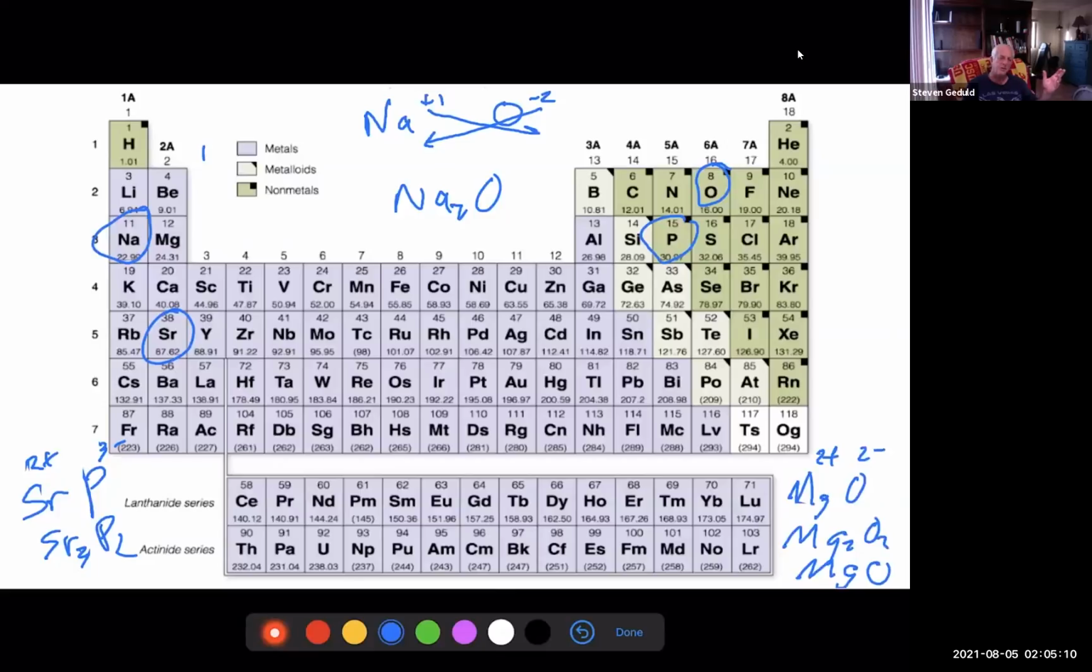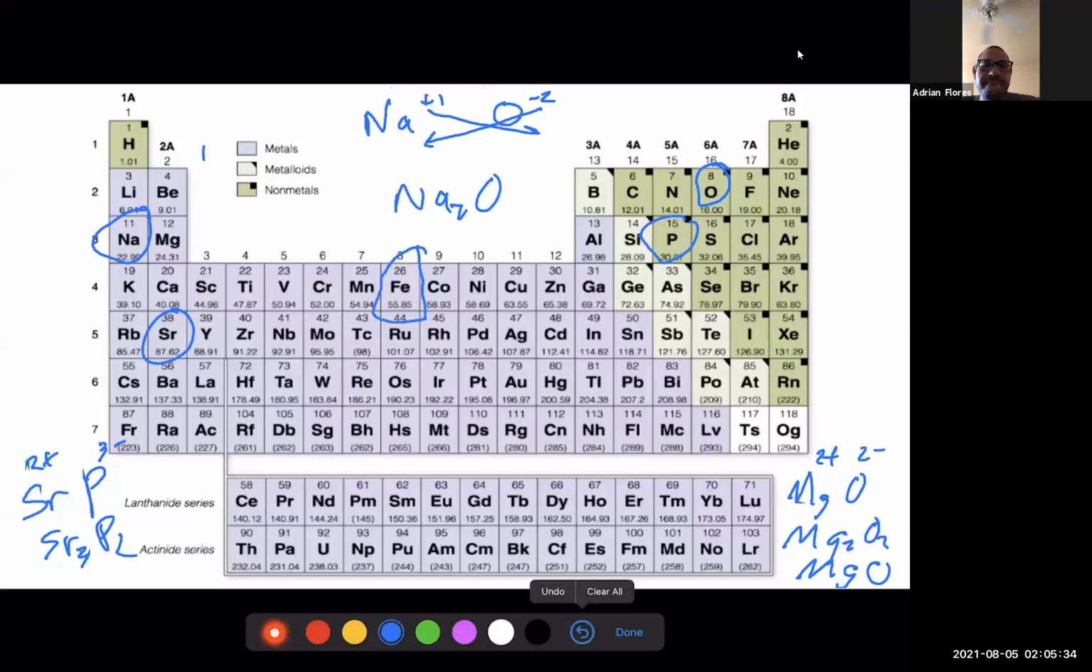So the difference between covalent and ionic is: covalent, you name the subscripts; ionic, you don't. And the second element always has an -ide ending. Now, one more rule you're going to have to know: transition metals. With transition metals, you don't know what the charge is, so you've got to figure it out and put it in there.